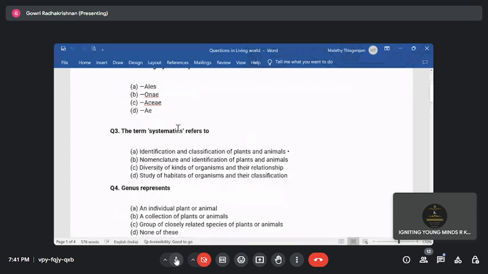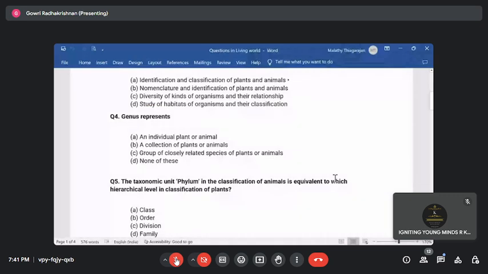Ticks. Diversity of kinds of organisms. Yes, systematics is the diversity of kinds of organisms and the relation between them, their relation to each other. That is systematics. Very good.